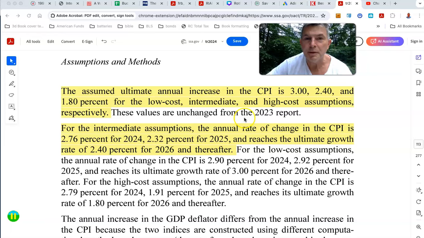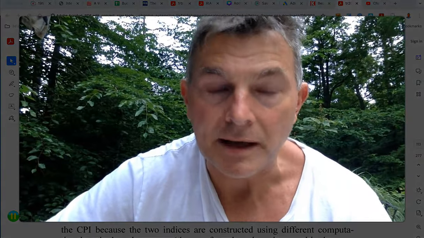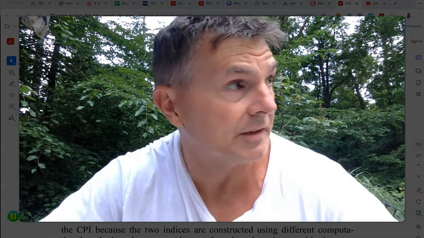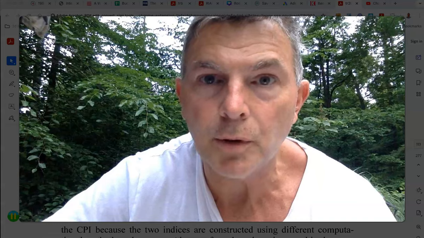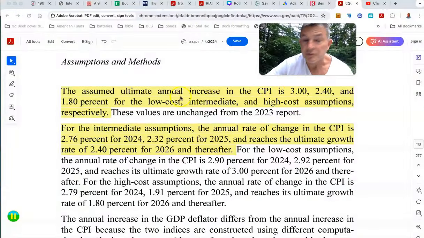All right, so here's what you care about. The assumed ultimate annual increase in the CPI is 3%, 2.4, and 1.8 respectively for the low cost, intermediate, and high cost assumptions. So 2.4, and that's exactly what I use for my COLAs in Right Capital. I was using 2.6 a number of years ago, and they dropped it down to 2.4, and that's what we're using. So 3% is low cost. Again, high CPI is better for Social Security. 1.8 is low CPI, which is worse for Social Security.